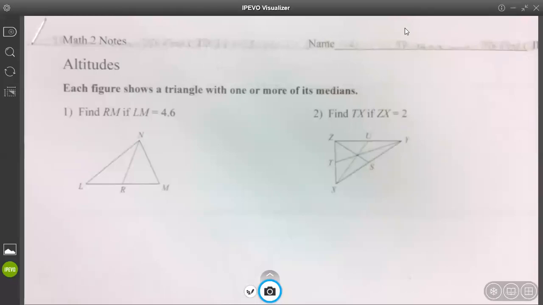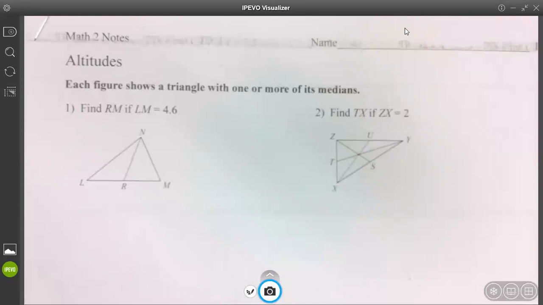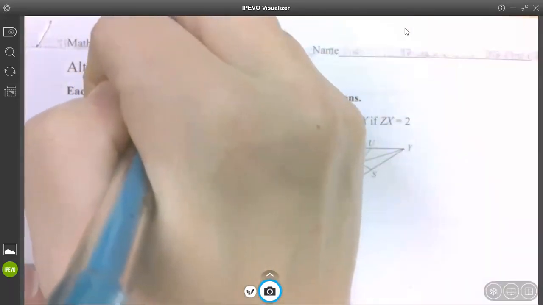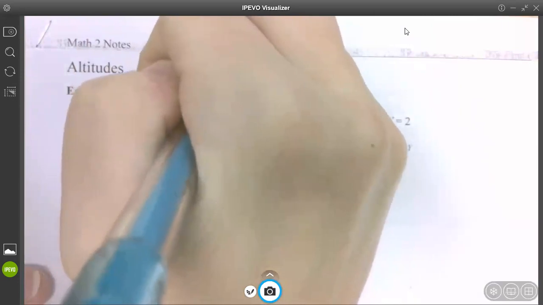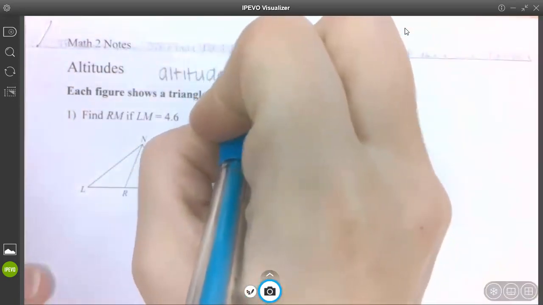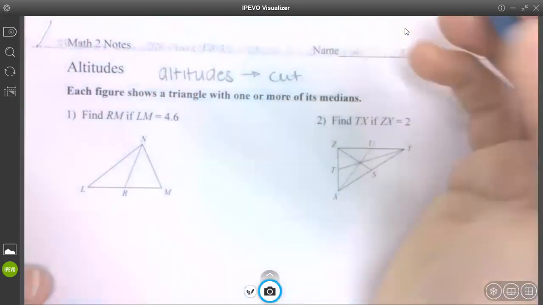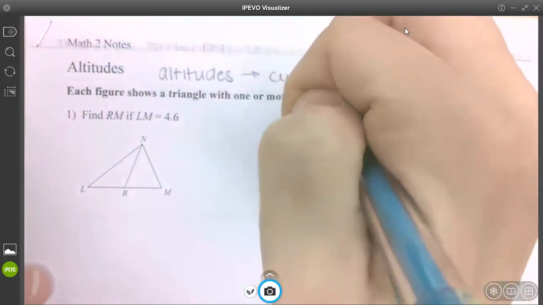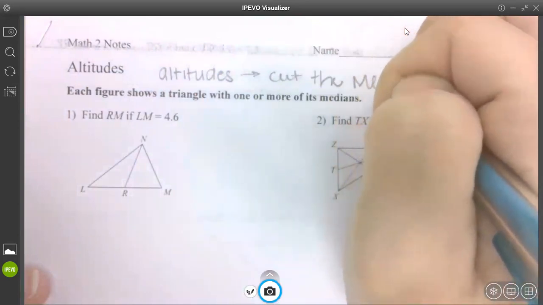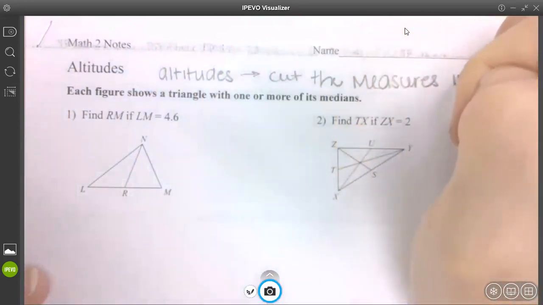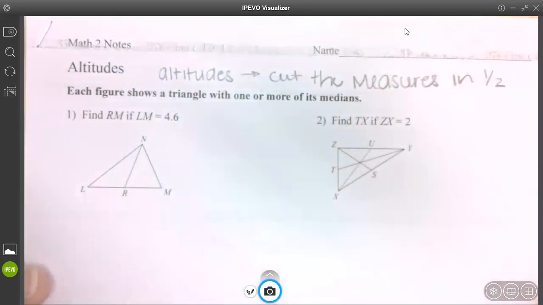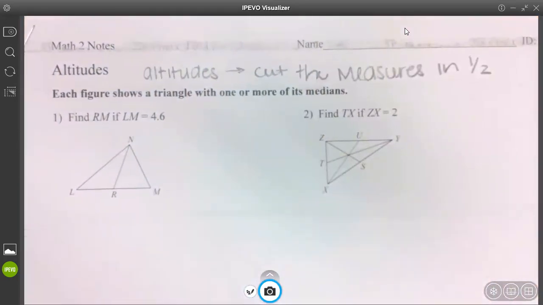All right, so today we're going to talk about altitudes, and for the most part, altitudes are pretty easy. I'm going to skip around because I'm going to do all the really easy ones first, and then I'll come up to the harder ones. So if you're just trying to find the outside, remember that altitudes are just like medians or bisectors. They cut the measures in half. And we're going to start with the easy ones so that you understand it.